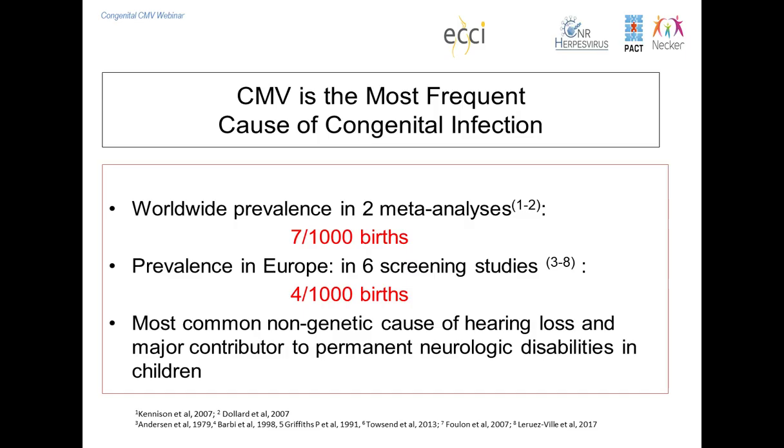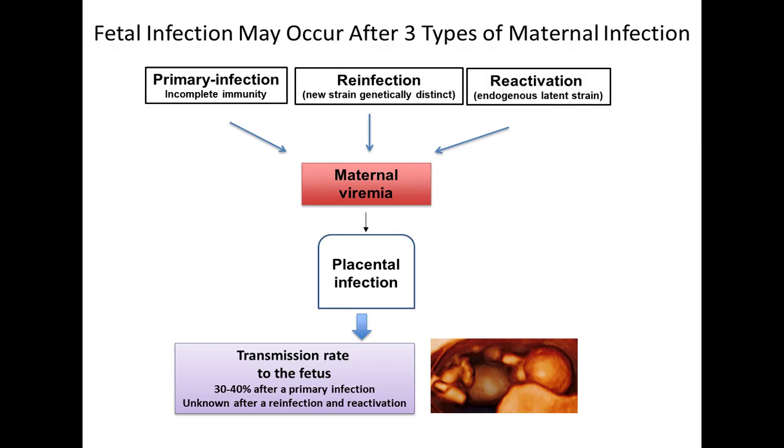The fetal infection may occur after 3 types of maternal infection, either a primary infection or a reinfection. Indeed, reinfections are possible because the immunity is incomplete, and second, there is a high genetic diversity among CMV strains, and a seropositive person can be reinfected with a new, genetically distinct strain. And the pregnant woman can be infected through a reactivation of an endogenous latent strain.